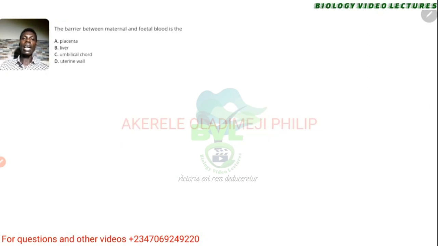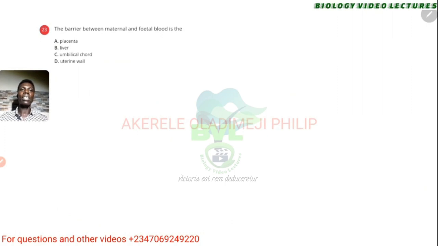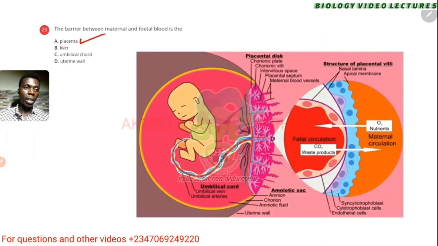All right, now the barrier between maternal and fetal blood is the placenta. I think I have that here for you. So this is the placenta, like this. All right.